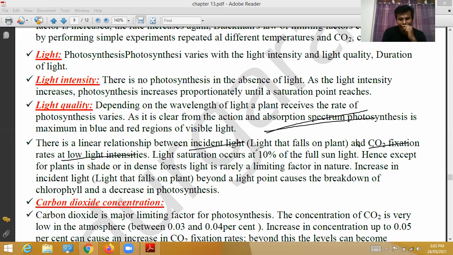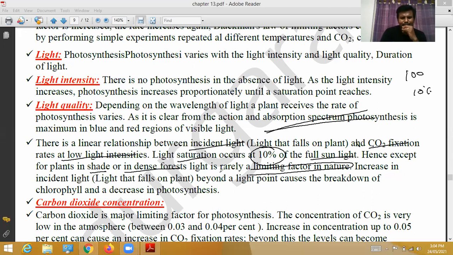Generally light saturation occurs. Saturation means sufficient levels occur at 10% of the full sunlight. Out of 100%, 10% of the concentrated light is sufficient. Hence, except for plants in shade or in dense forest, light is rarely a limiting factor in nature.